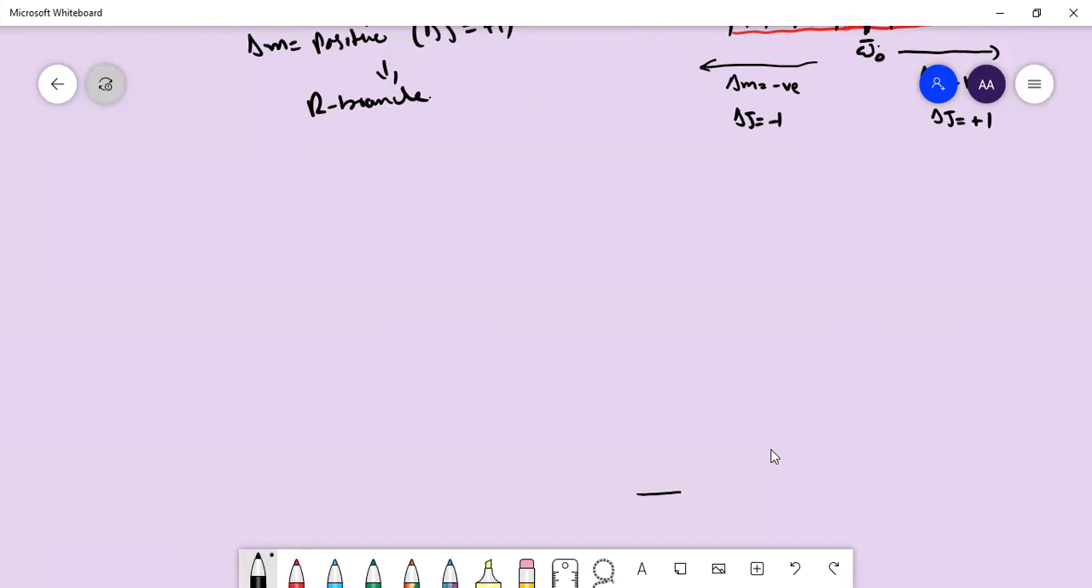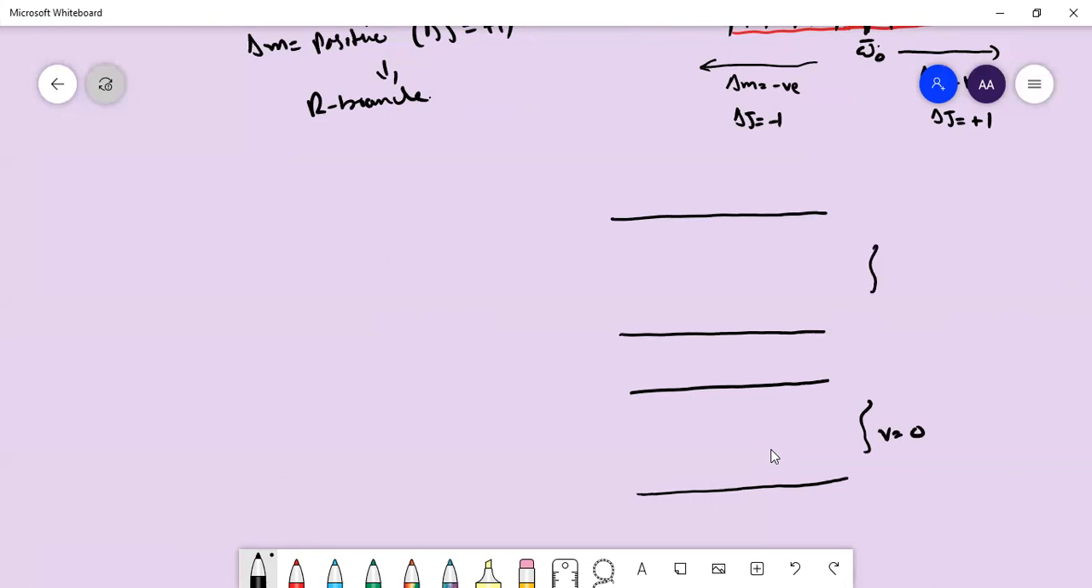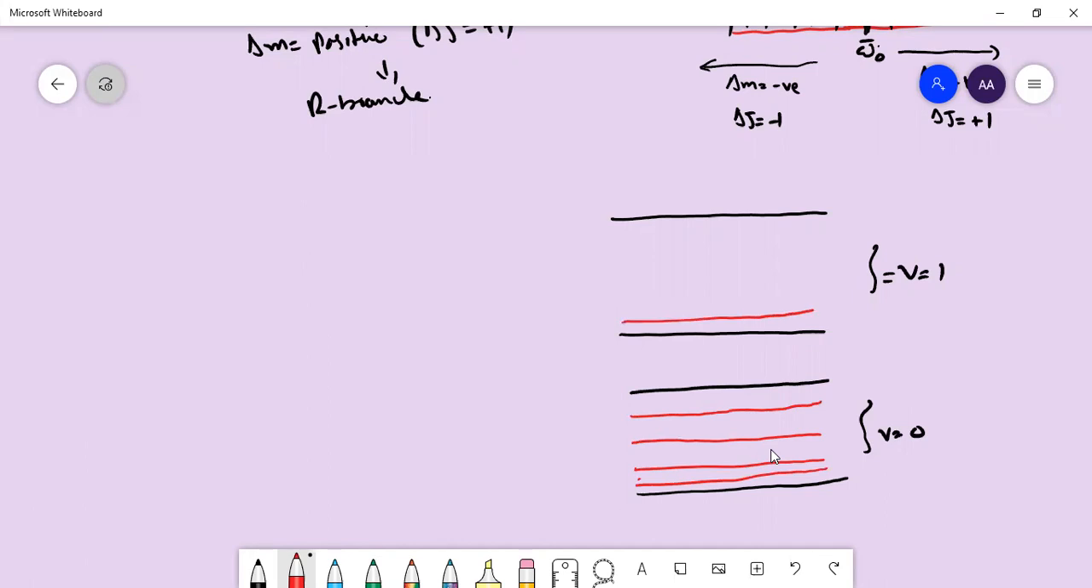So we have vibrational energy levels. These two I am representing: V is equal to 0, and the second vibrational energy level is this. This will represent V is equal to 1. So this is the ground state and this is the first excited state. And we have a number of rotational lines in between the vibrational levels, but the gap between the rotational lines is increasing as the rotational quantum number increases. So this is how we can represent rotational and vibrational energy levels.